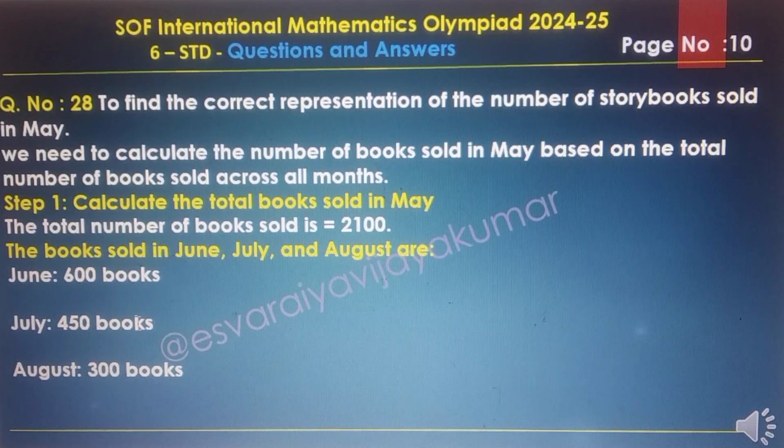To find the correct representation of the number of story books sold in May month, we need to calculate the number of books sold in May based on the total number of books sold across all months. First step, calculate the books sold in May. The total number of books sold is 2100. The books sold in June, July and August are: June 600 books, July 450 books and August 300 books.